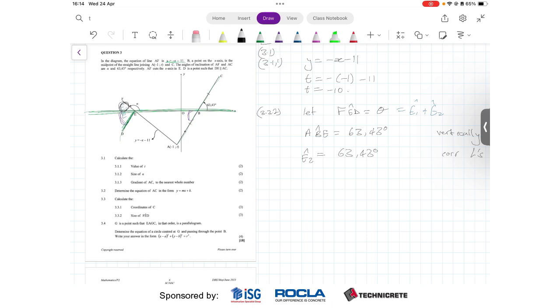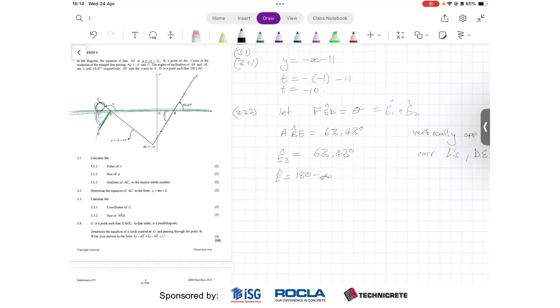Now the value of the angle at E1 is equal to 180 minus alpha. Why is that? It's angles on a straight line. Because if we look at our diagram, the x-axis is a straight line. EF is a line crossing our straight line, and these two angles right here, E1 and alpha, add up to 180 because it's angles on a straight line.